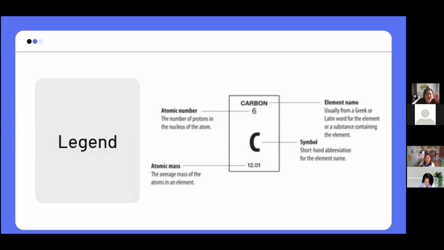So for the legends, we can see the symbol. So this symbol is also emphasized on our periodic tables as well. So we have the atomic mass, which is the average mass of atoms in an element. And we have the name of the element as well as the atomic number, which sabi ni ma'am also determines the number of protons present in the nucleus of an atom. So yun lang yung mga parts ng mga legends na kailangan nating i-remember. Next.